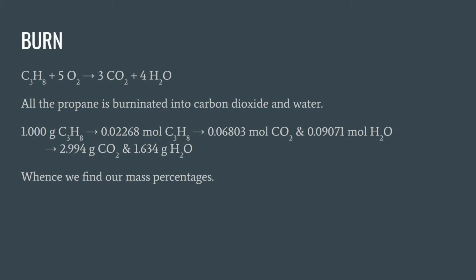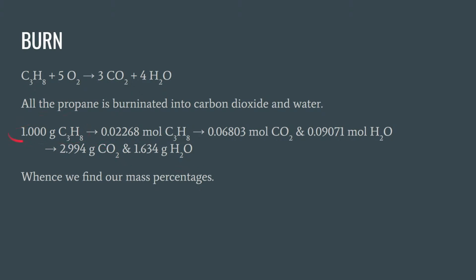So a little bit of stoichiometry. 1 gram of propane is 0.02268 moles of propane, which, when you burn it with an excess of oxygen, will produce 0.06803 moles of CO2 and 0.09071 moles of water, or a little less than 3 grams of CO2, a little bit more than 1.6 grams of water. This is how we find our mass percentages.